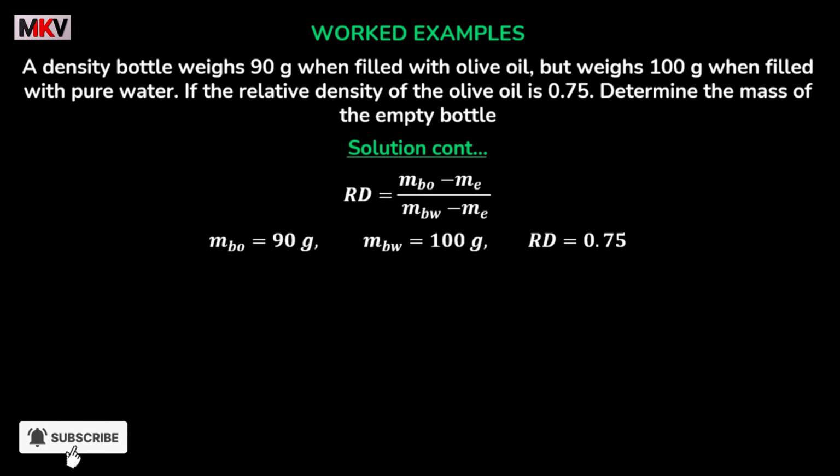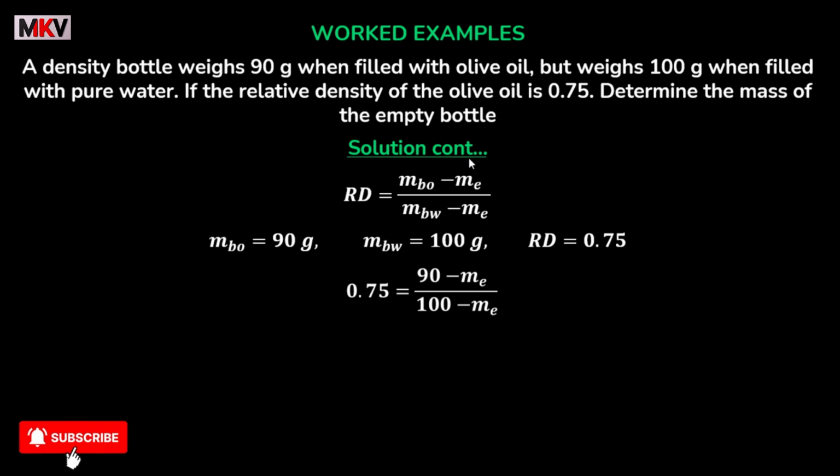Now, we have the mass of the bottle with the olive oil, which is 90. Then we have the mass of the bottle with water, which is 100. Then we have the relative density, which is 0.75. So we will do our substitutions into the equation.